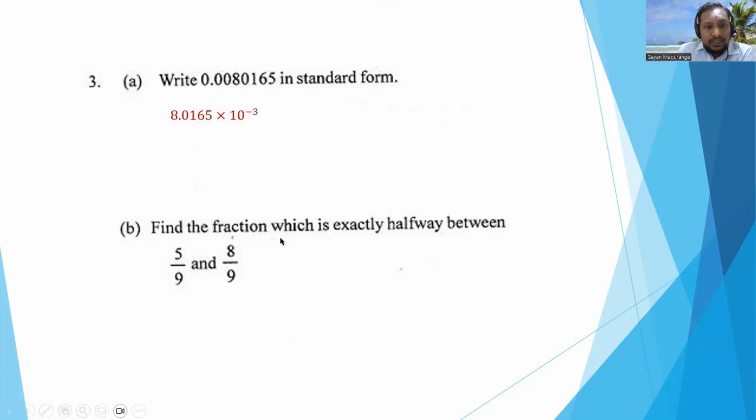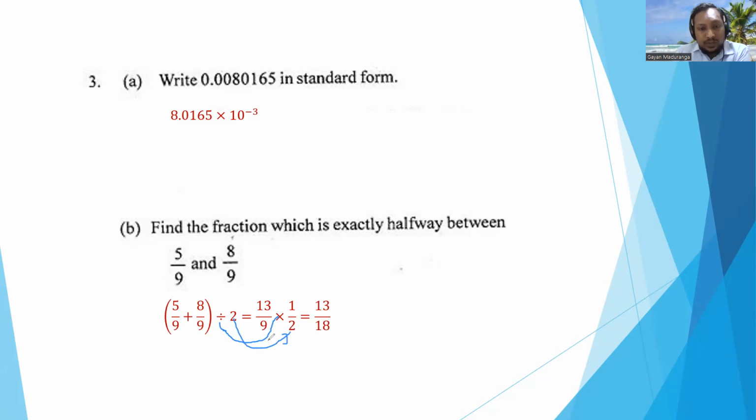And find the fraction which is exactly halfway. Exactly halfway means that's the middle. So to identify the middle of the two fractions, what do we do? We add them together and divide by 2. So that is the easiest way. So you add the two fractions and divide by 2. So division becomes multiplication. 2 becomes half, right? So it's 13 over 9 into half. Nothing but 13 over 18.